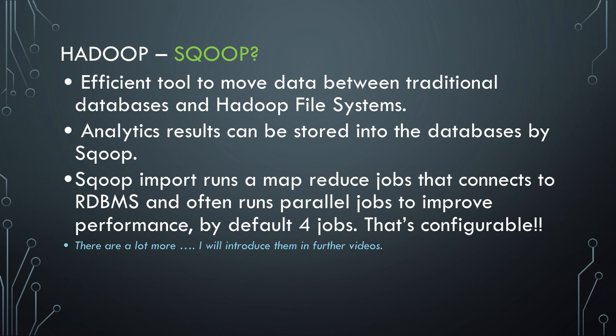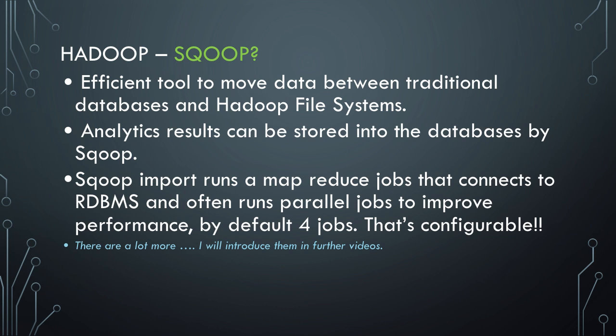And the next one is Hadoop Sqoop. So Sqoop is a very efficient tool to move data between traditional databases and Hadoop file systems, right? So, for example, analytic results can be stored into the databases by Sqoop, right? And Sqoop import runs as MapReduce jobs that connect to the RDBMS and often run parallel jobs to improve performance. So by default it is 4 and that's configurable too.